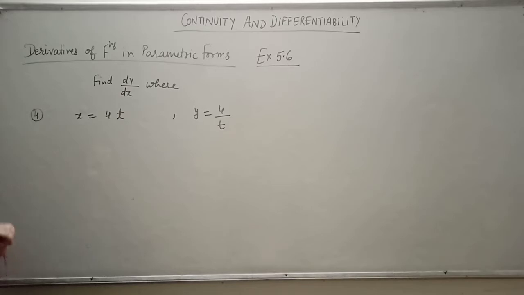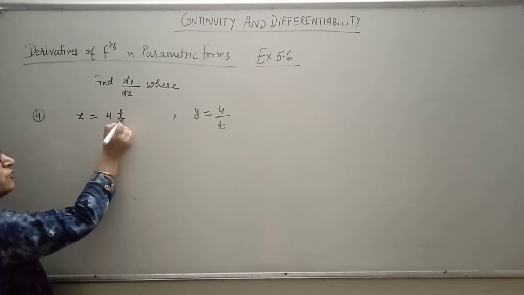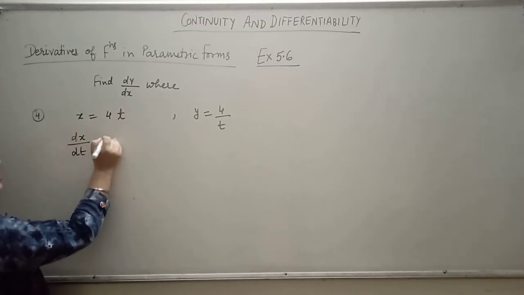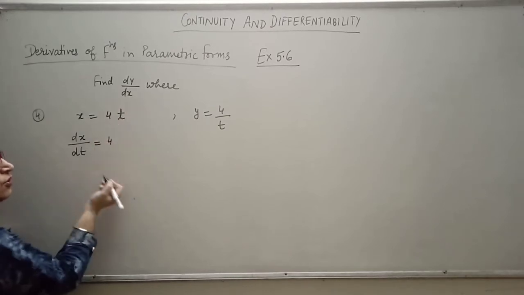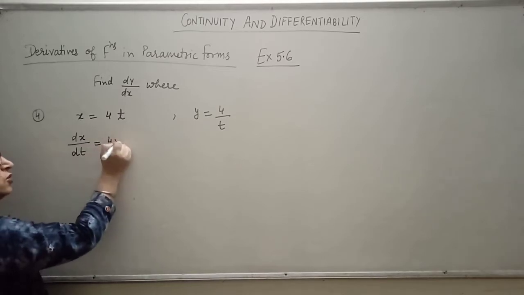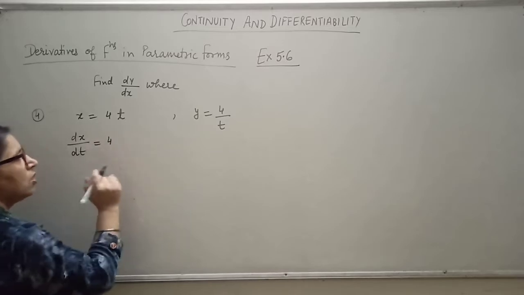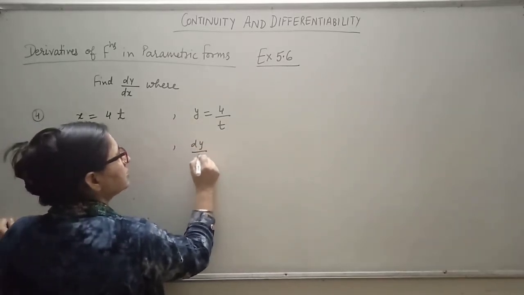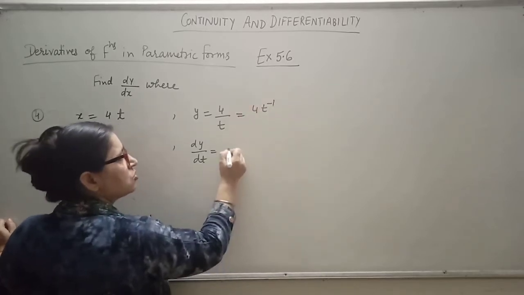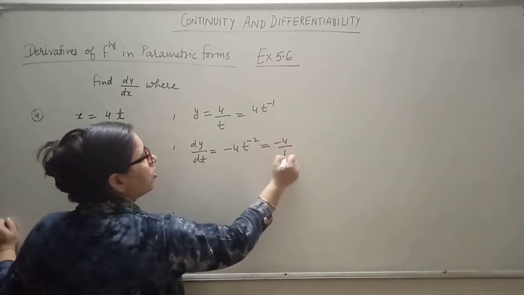In this question again we are to find dy by dx, but this time x is given in terms of t. So first we differentiate x with respect to t. 4 is a constant, and the derivative of t is 1, because we are differentiating with respect to t. So 4 is your answer for dx by dt. Now dy by dt. You can write 4 by t as 4 t raised to power minus 1, so the derivative is minus 4t raised to power minus 2. So it becomes minus 4 upon t square.